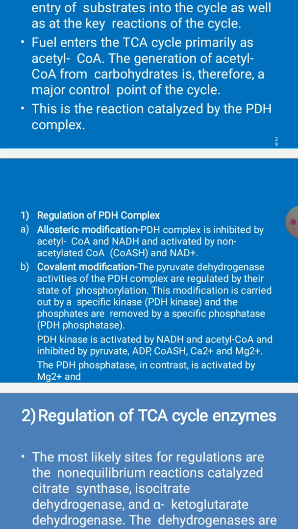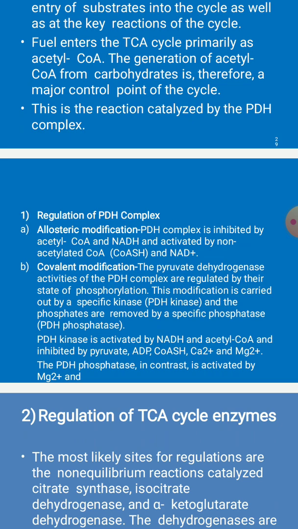That product itself is going to inhibit the regulatory enzyme pyruvate dehydrogenase, and NADH as well. NAD plus is acting as a cofactor, so it is involved in the synthesis of NADH. So acetyl CoA and NADH are going to act as inhibitors, and it is going to be activated by the non-acetylated form of coenzyme A and NAD plus. These two are going to act as activator molecules for this pyruvate dehydrogenase complex.